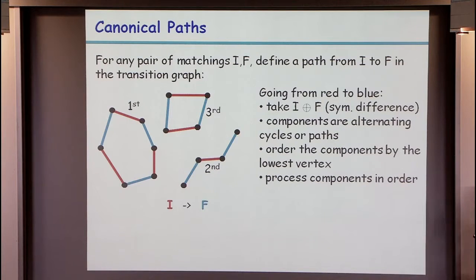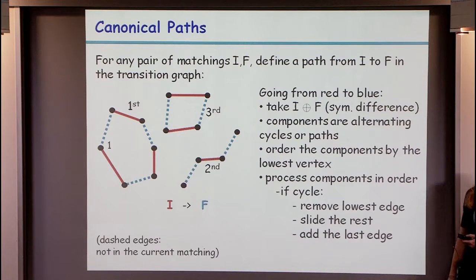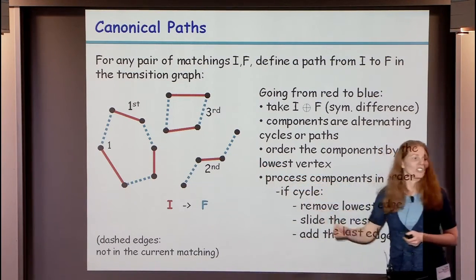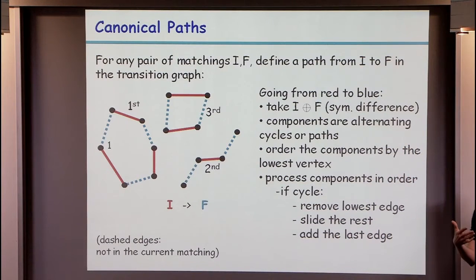So I look at my first component, and, well, what does it mean to process? We want it to go from red to blue, right? The notation that I'm using here is that the straight, non-dashed edges are edges that are in my current matching. And the dotted ones are the ones that are not, but I kind of want to have them in. I'll come back to that soon.